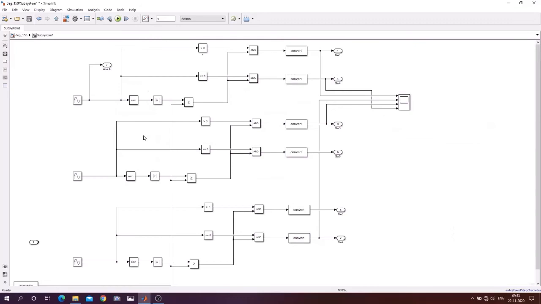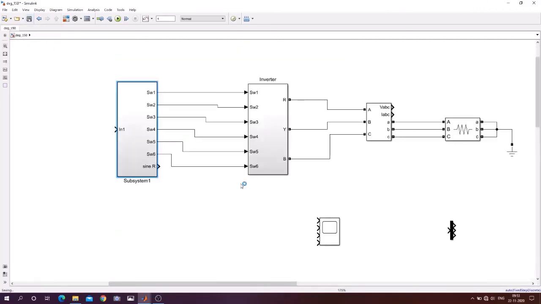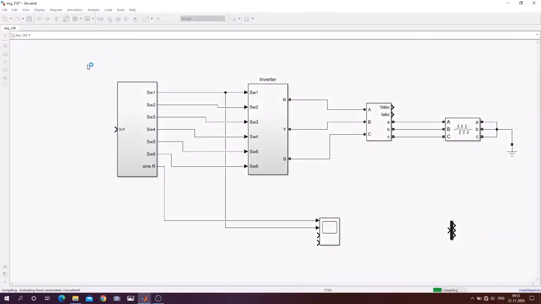Here I have taken out this signal, that is the sine A, sine phase A. Let us call it sine R, R phase. So that we can compare it with any one of the gate pulse, that it is 150 degree or not. We'll run the simulation now. So let us check.